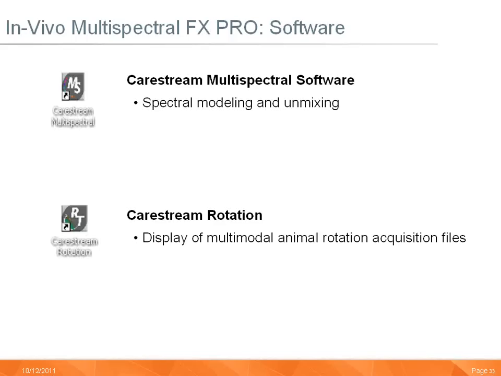The Carestream MI software is employed for driving both multispectral and Mars acquisitions. There are 2 secondary software programs, Carestream Multispectral and Carestream Rotation, for processing imaging sets for multispectral and Mars acquisitions.